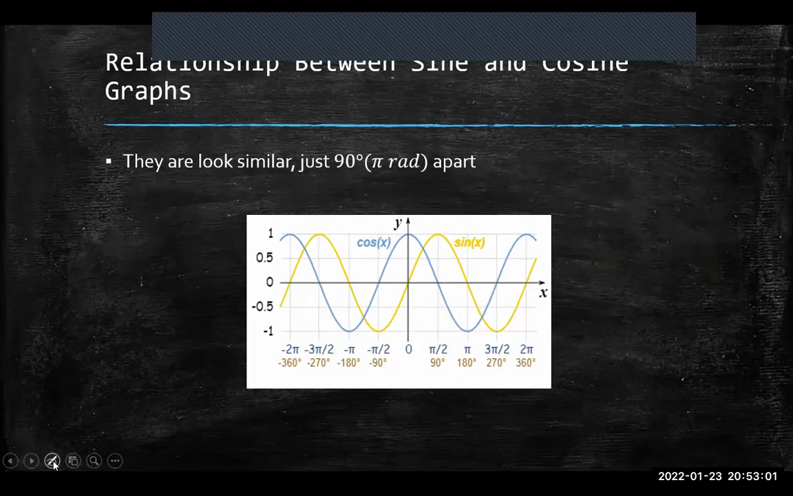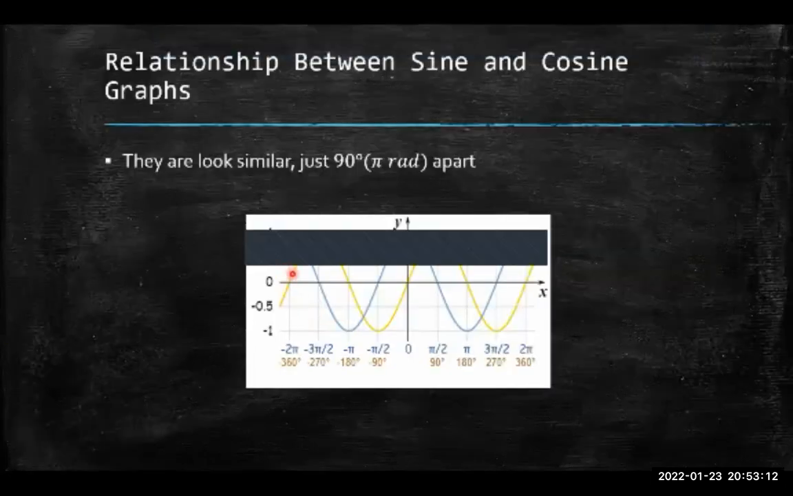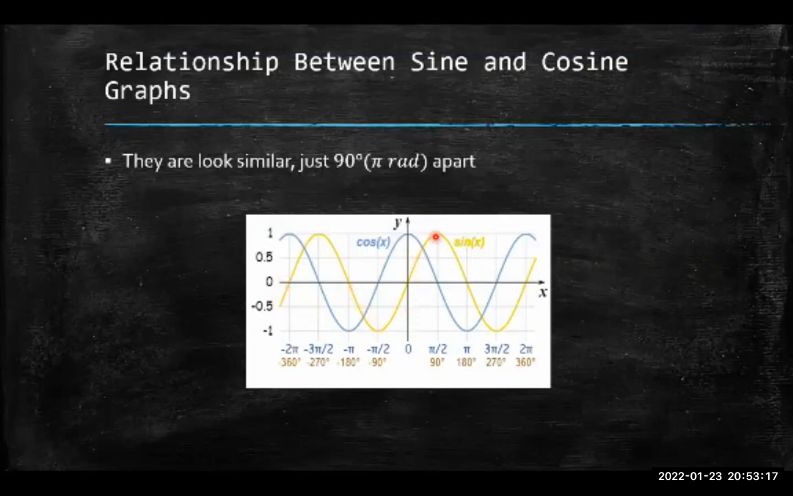So now look at the graphs. If you need me to actually draw it on the black screen, please let me know. But you see this yellow line? That's my sine graph, my sine curve, the one we drew before, right? And then the blue is my cosine curve. Notice that they look similar. So the maximum is still 1, the minimum is still -1. However, they're just 90 degrees, also known as pi radians apart.